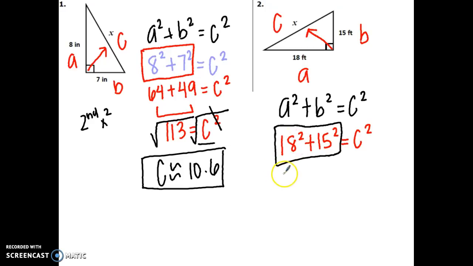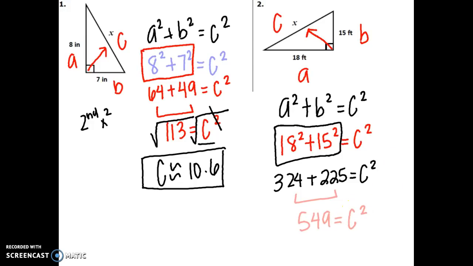say 18 squared was 324, and then 15 squared should have given us 225, and that would have been equal to C squared. Once we added these two up, we should have said that is 549 equal to C squared. Again, to cancel that, we are going to take the square root of both sides.